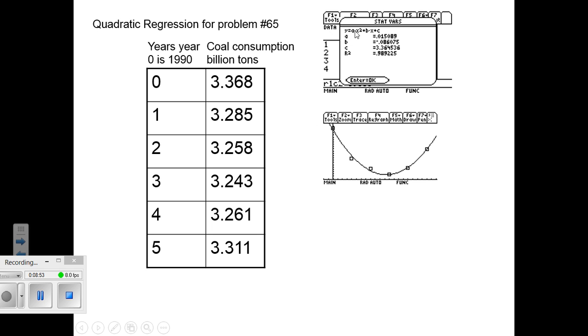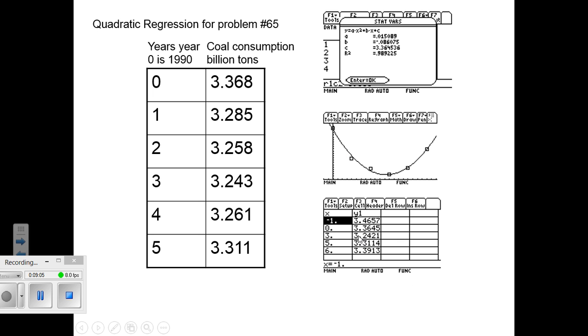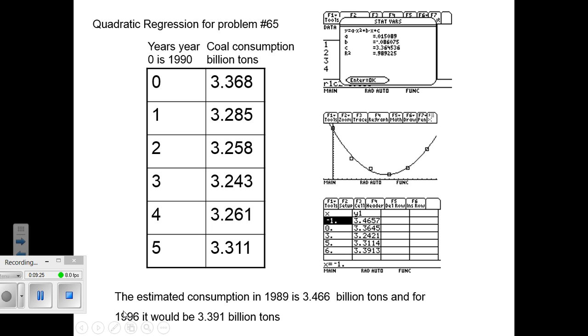If you can't recall how to find that, then go back and review my videos on linear and quadratic regression. And from the table, we set the table value to ask for 1989, which would be year -1. According to that, the model predicts the consumption would have been 3.46 billion tons. Okay, so that should do it for this.